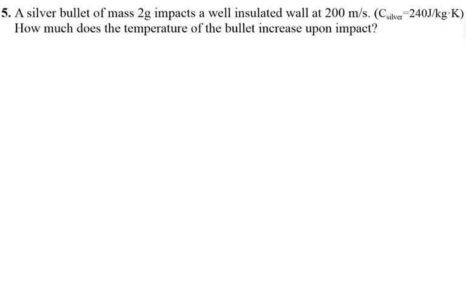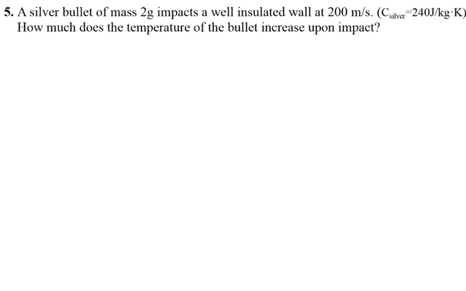In the first one, they say that a silver bullet of mass 2 gram impacts a well-insulated wall at 200 meters per second. And they give you the specific heat of the bullet. Then how much does the temperature of the bullet increase upon the impact? We're going to assume that all the energy that was lost by the bullet is going to go into the heat energy of that bullet.